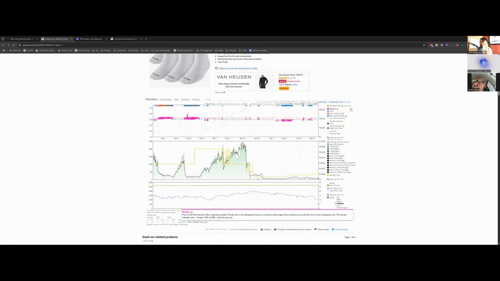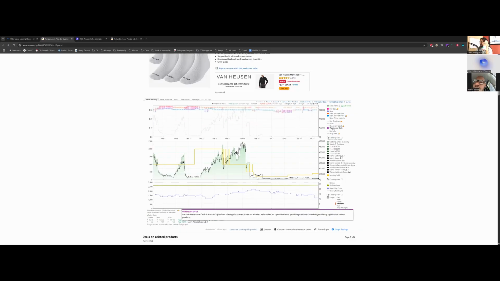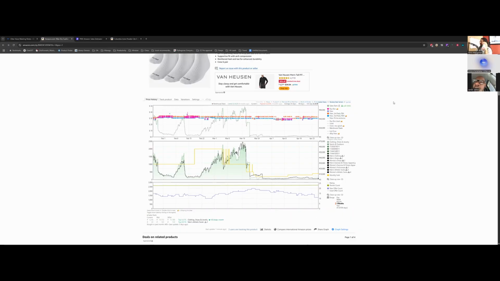Okay, so this is mostly what we're going to look at. We're not going to look at the used price, at the warehouse deal, at all those things. This is all the information that we need to get from this first graph on top, which is the buy box price, the new price, and then the new price FBA, the new price FBM. That's all we're going to use to figure out at which price we can actually sell that product.